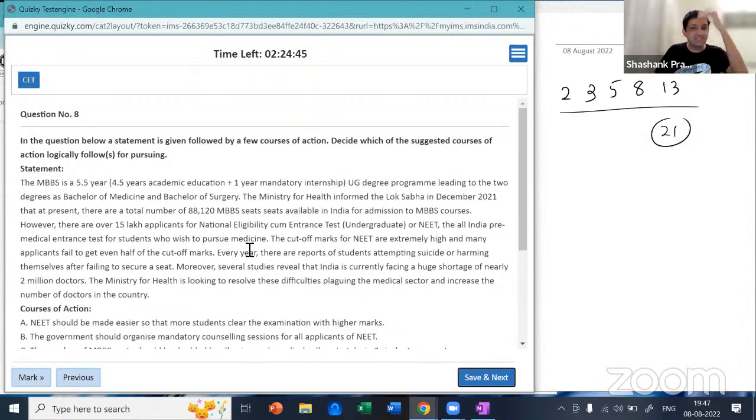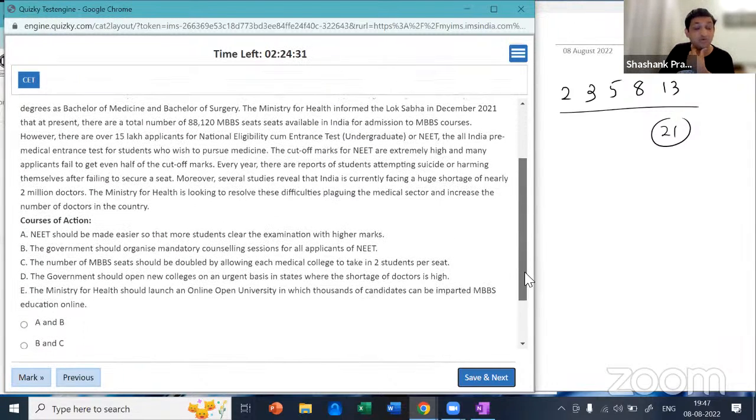For students who wish to pursue. Okay. The cutoffs for NEET are extremely high. Many applicants failed to get even half of the cutoff marks. Yes, agree. Every other day there are reports of students attempting suicide or harming themselves, failing to secure a seat. Several studies reveal that India is currently facing a huge shortage of nearly 2 million doctors. Okay? That's a big number. Is looking to resolve these difficulties plaguing the medical sector, increasing the number of doctors. Okay, course of action. What should they do?